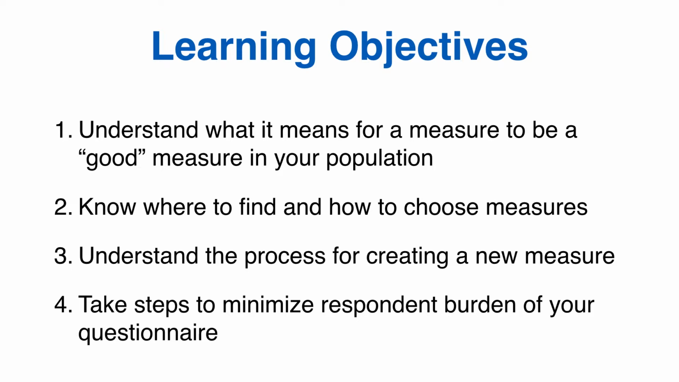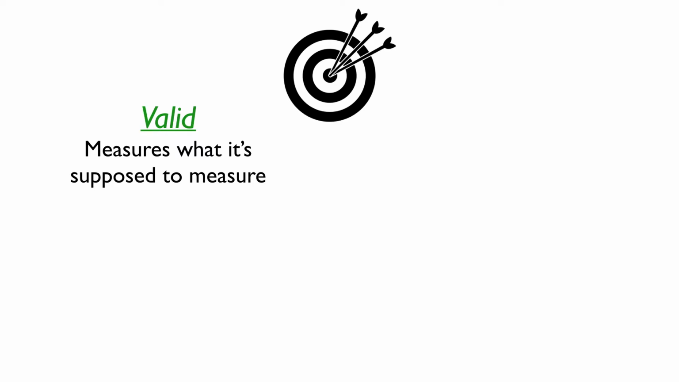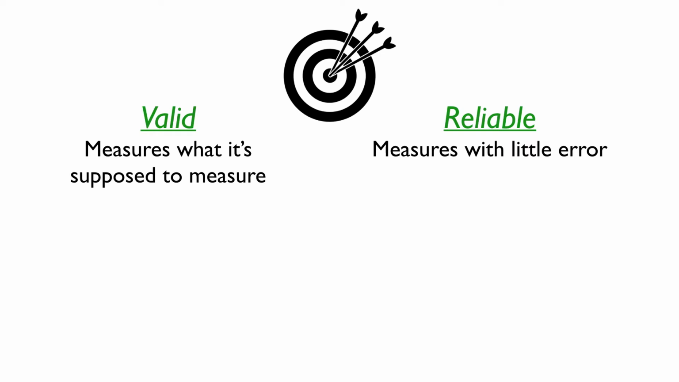Let's talk for a moment about what constitutes a good measure. We say that a measure is good to the extent that it's valid. In other words, it measures what it's supposed to measure, and that it's reliable, and that it measures that thing of interest with little error.